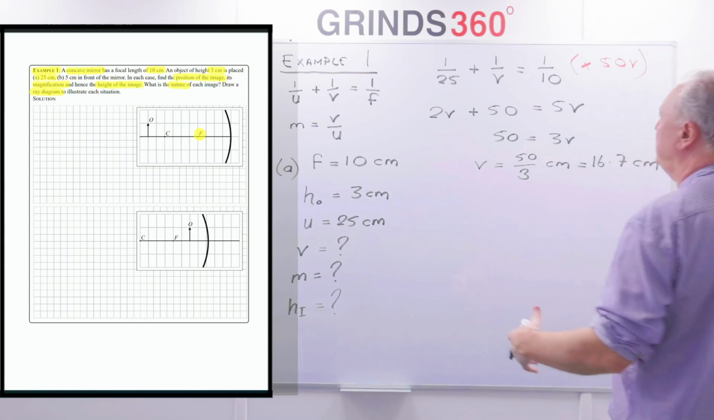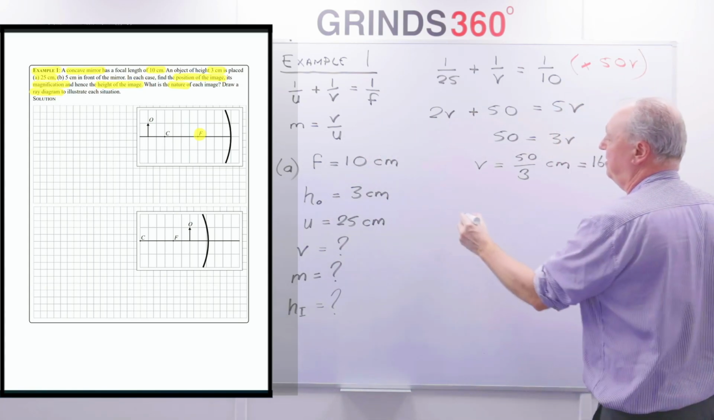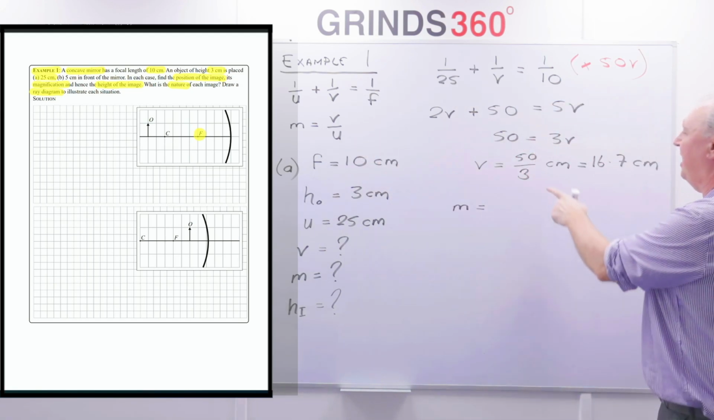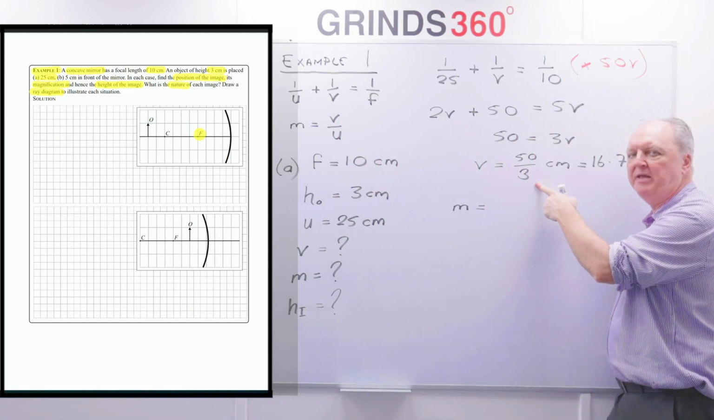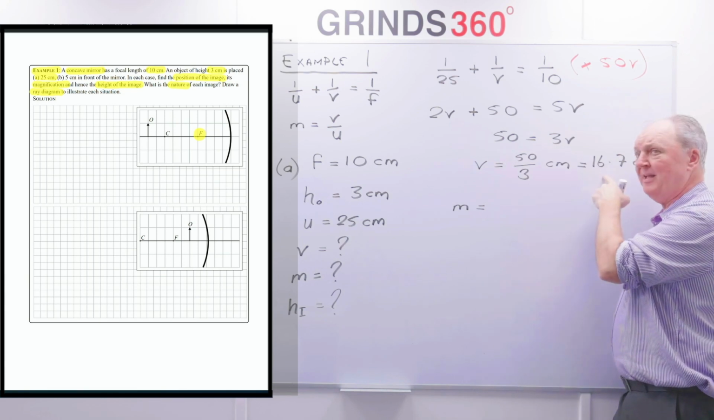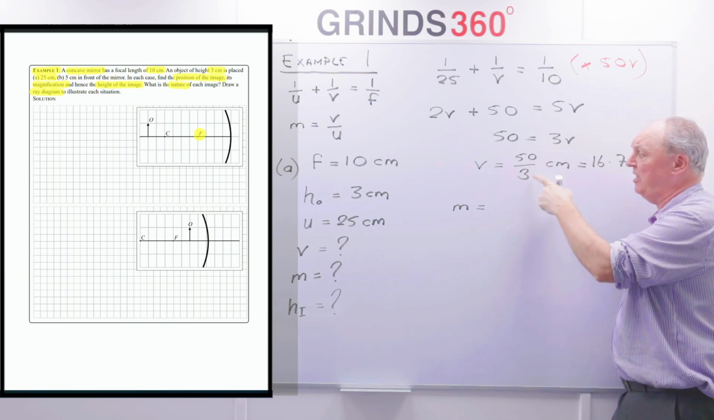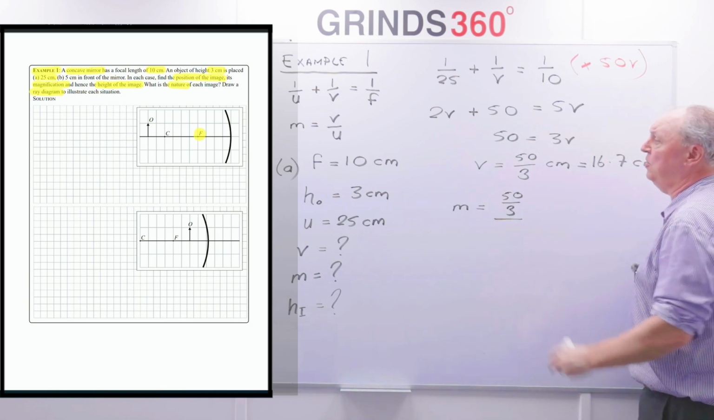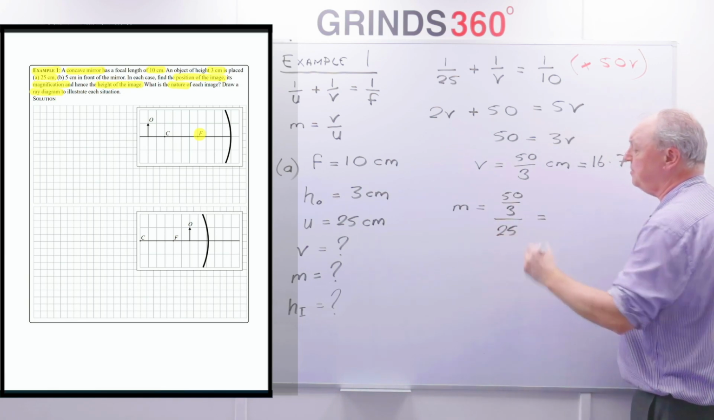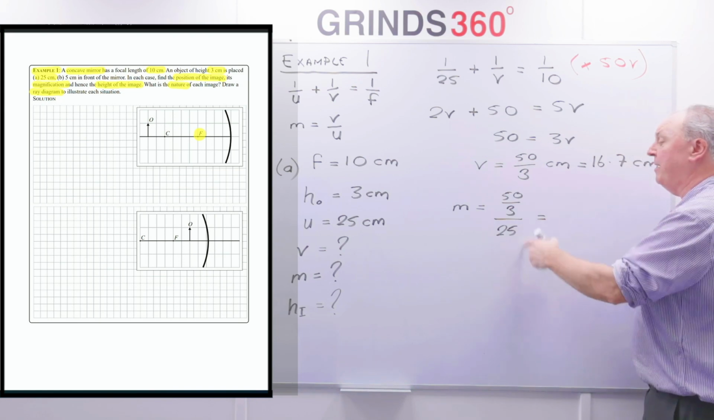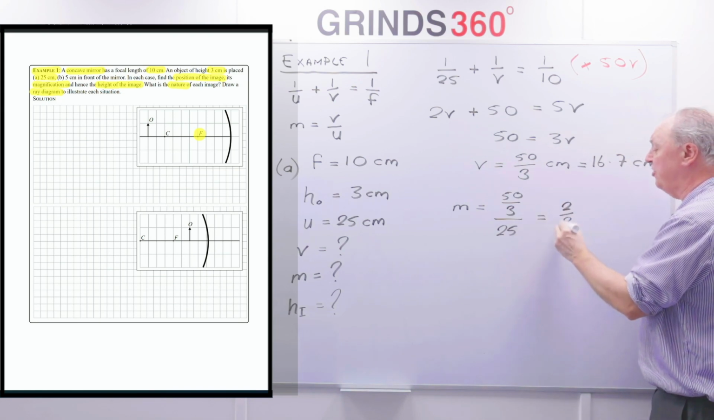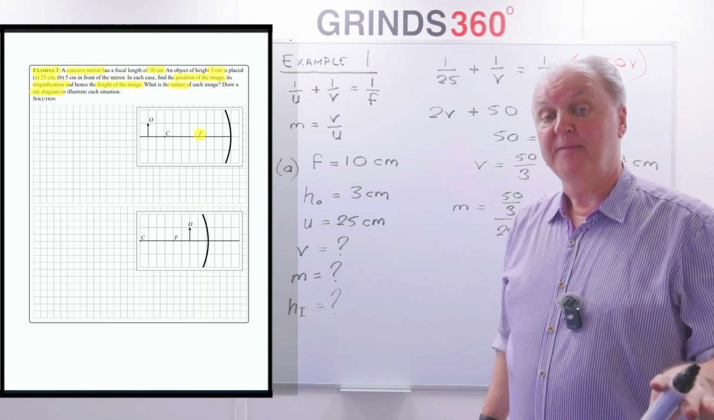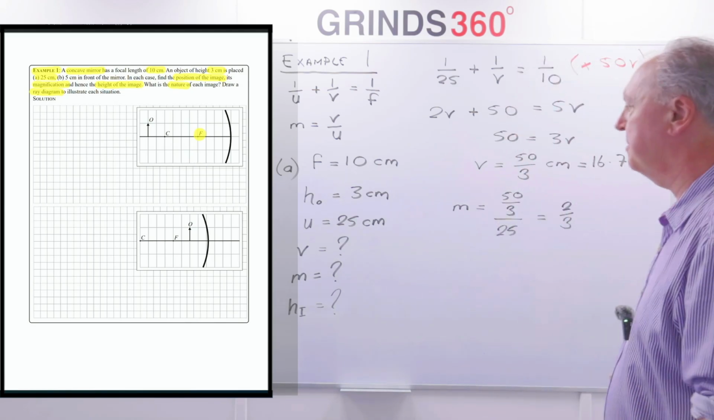Next, I'm asked for the magnification. Here's my magnification formula. Replace V and U by their values. So V, I'll use the fractional way of doing it because I had to round that off. So if I want super accuracy, I'll use 50 thirds, divided by U, which is 25. Calculator head, I'll do that in my head. I get an answer of 2 thirds. The 2 thirds means less than 1. That means my image is going to be diminished.